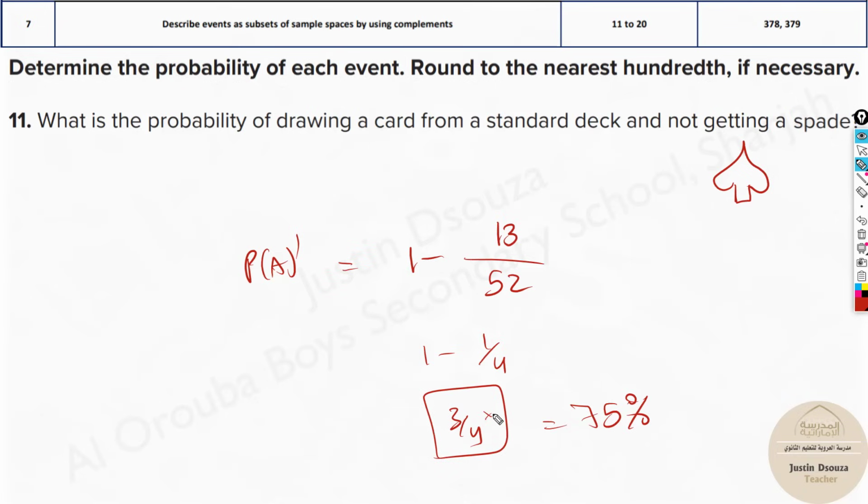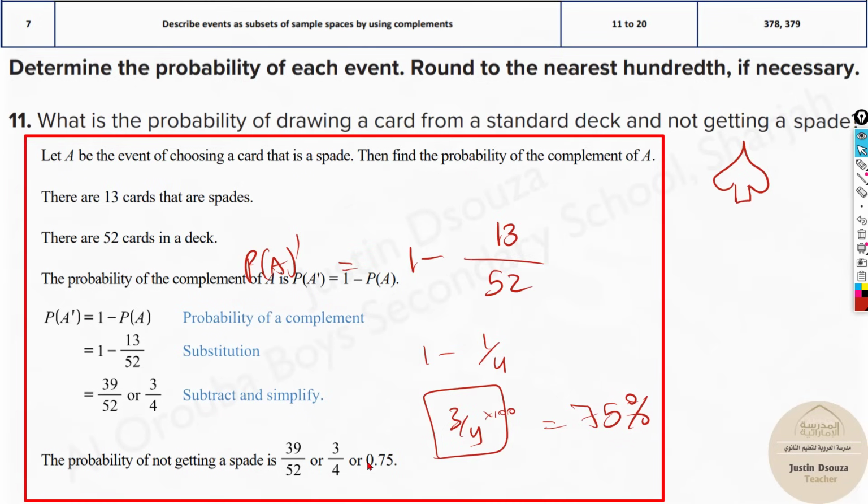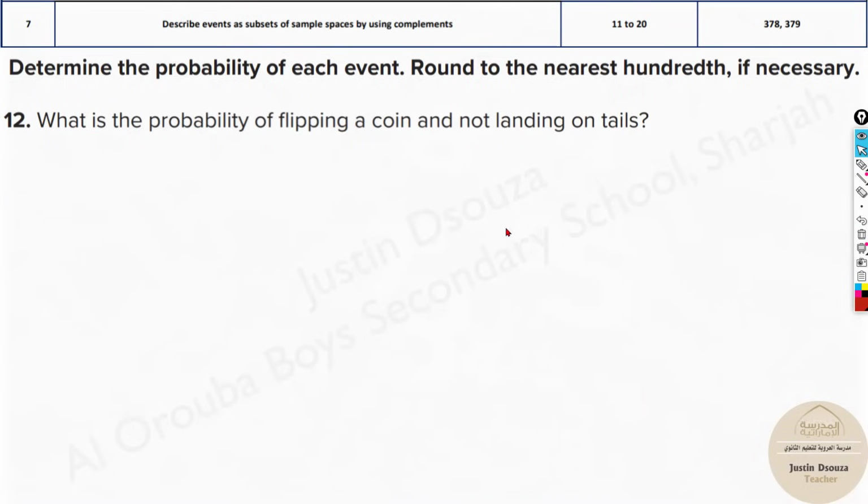Now, you can just multiply here by 100 and you will get it in terms of percent. You will get 75 as the answer, 75%. So this is the answer over here, 0.75. So this is how we solve these problems. Just find the probability of that thing and then subtract from 1. Now we will do more problems.